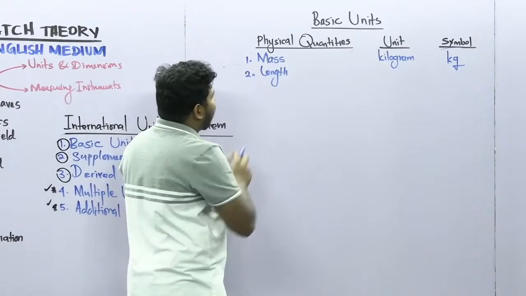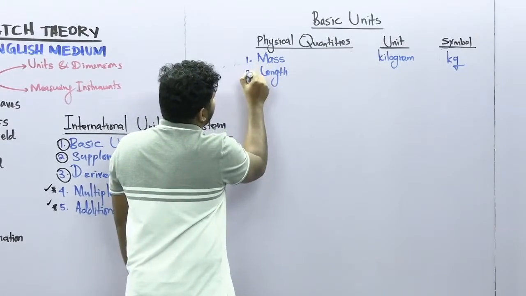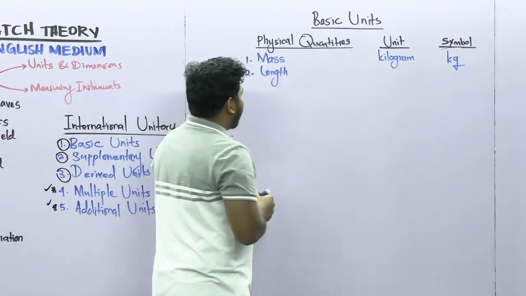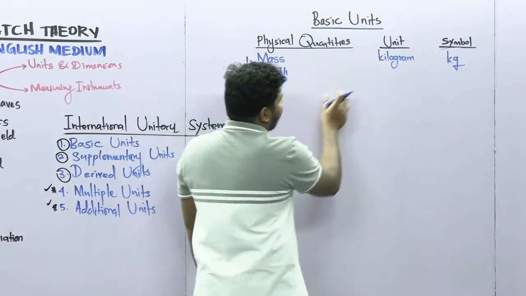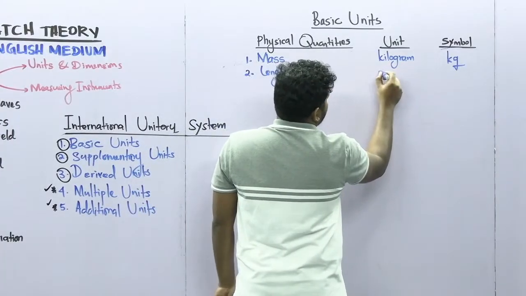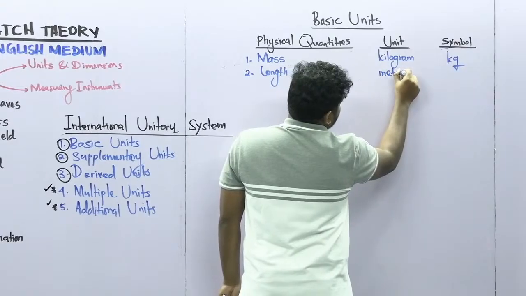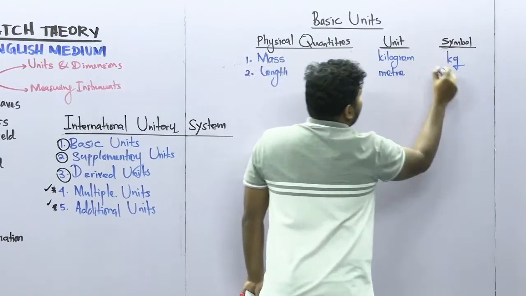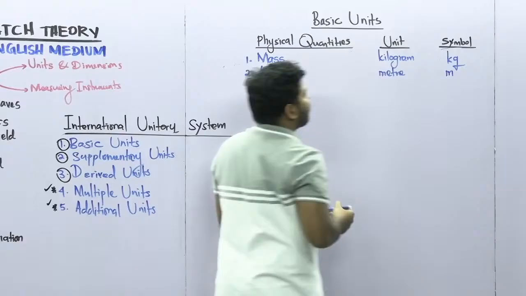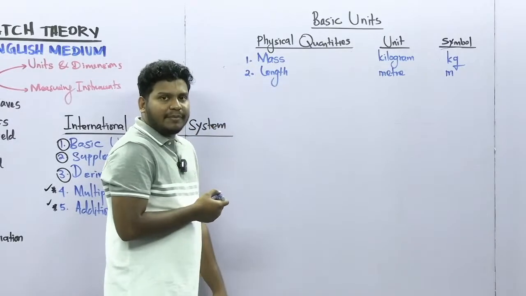Second physical quantity here is the length. What is the unit for the length? The unit for the length here is meter. Symbol for the length is small m.